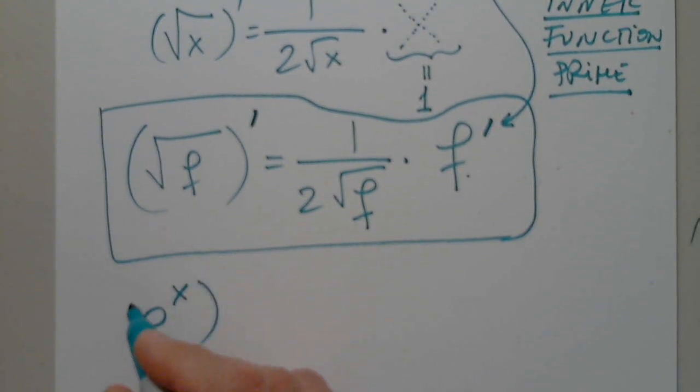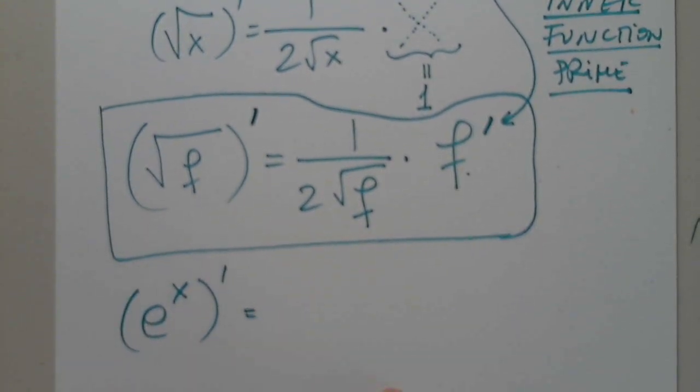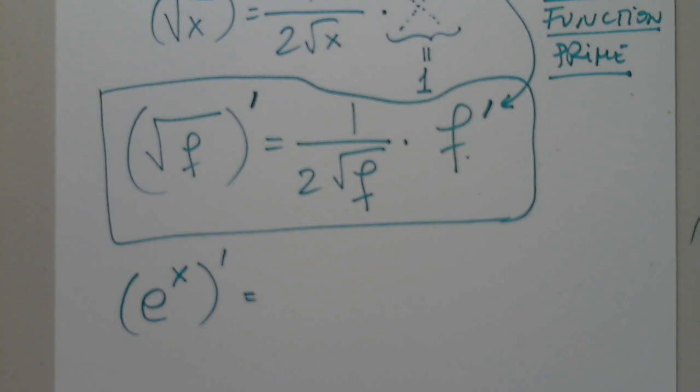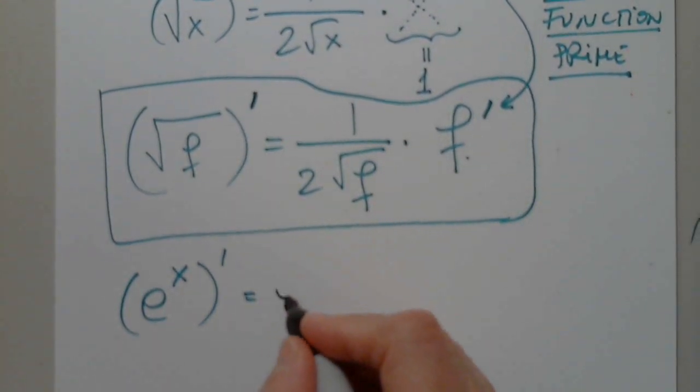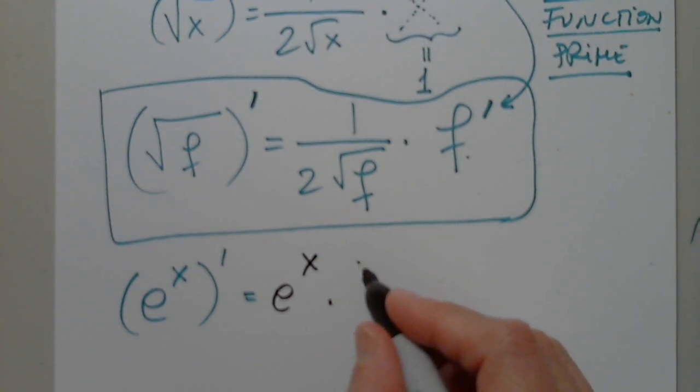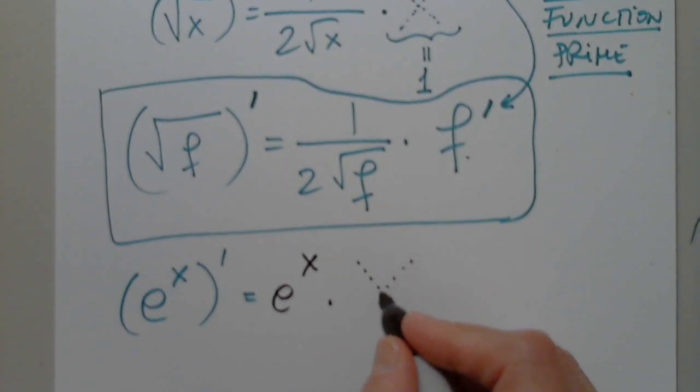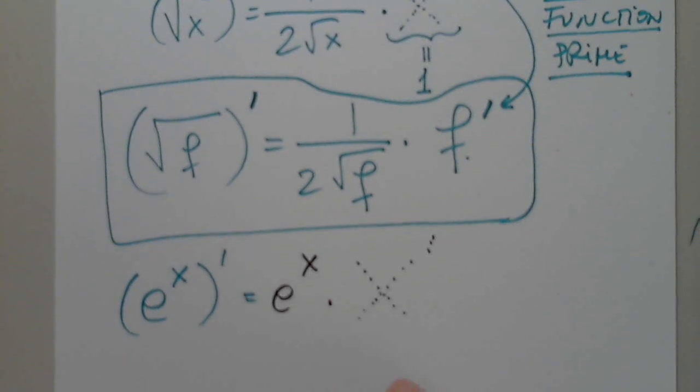Just e to the x. What is the answer for e to the x prime? E to the x. Correct. E to the x. But I should write correctly times the inner function prime.